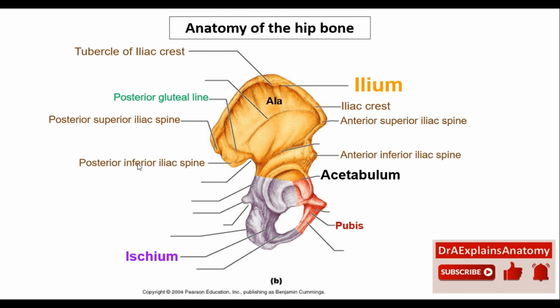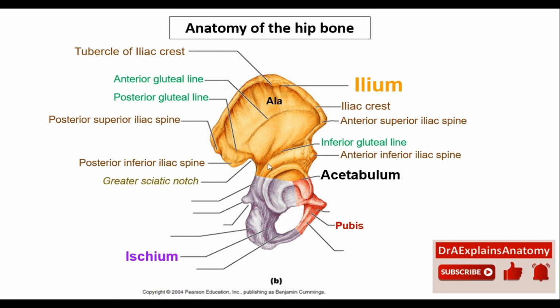This is the posterior gluteal line where the gluteal muscles are attached. This is the anterior gluteal line. And this is the inferior gluteal line.